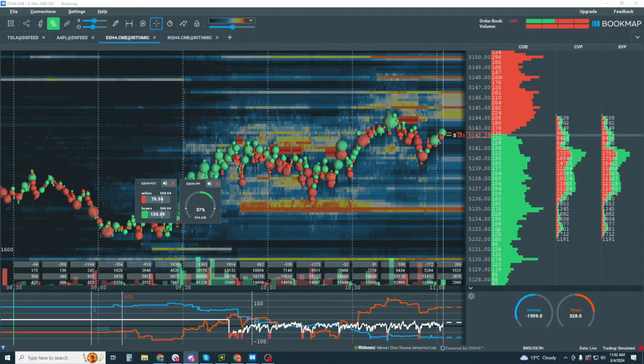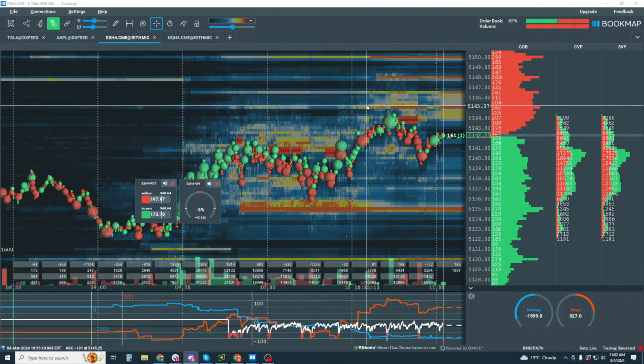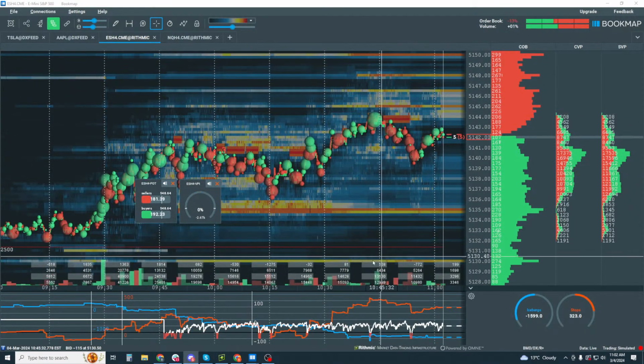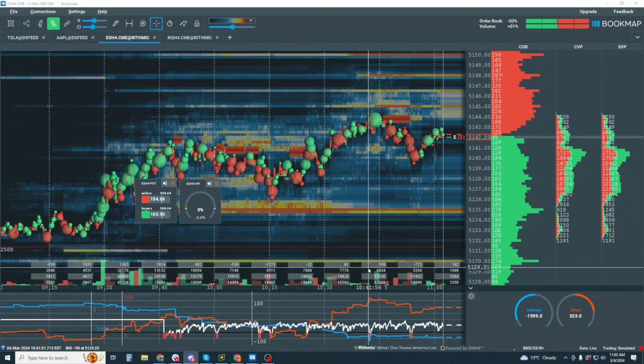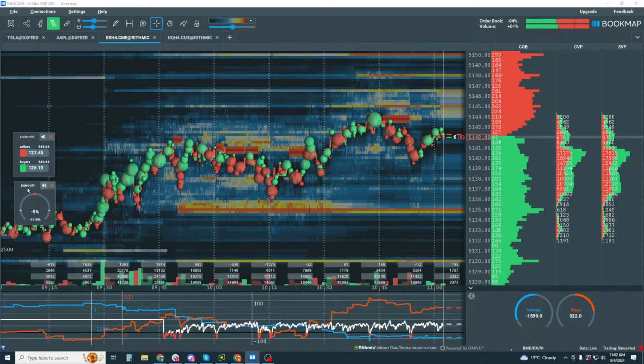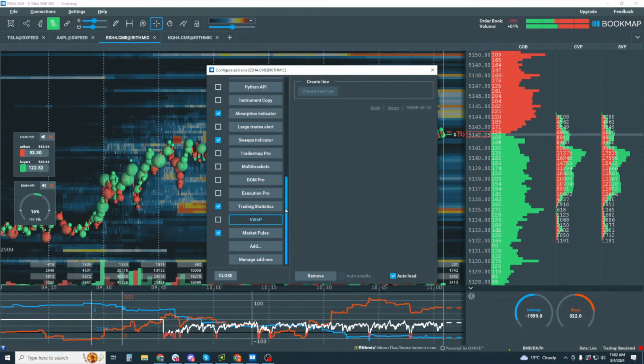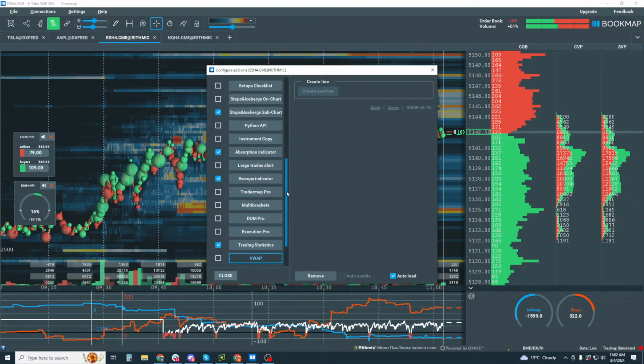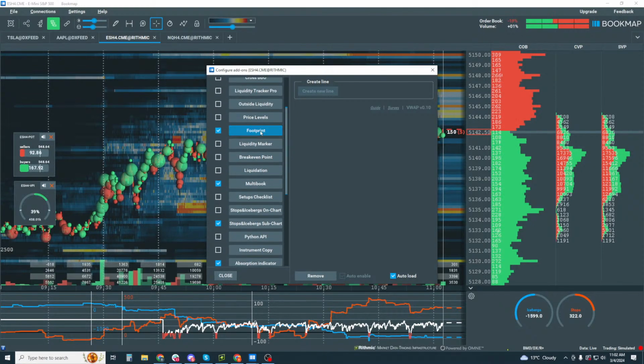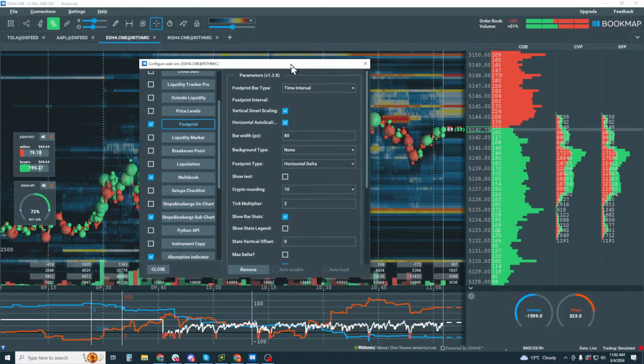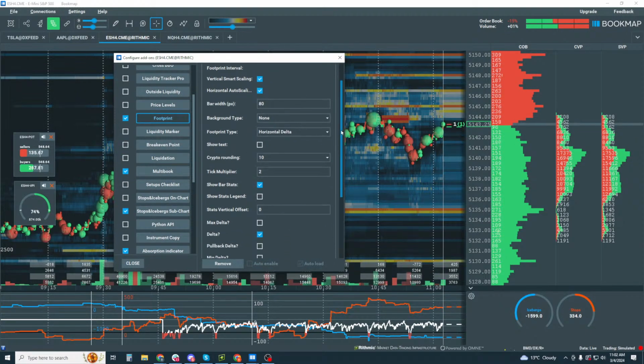And understanding this, I think you're still in here, right? Yeah, okay. Let's get back into the footprint chart. Okay. All right, come back up here. There's our footprint. There it is.